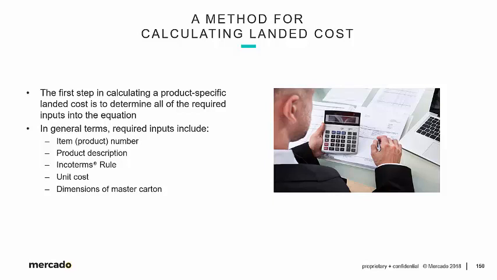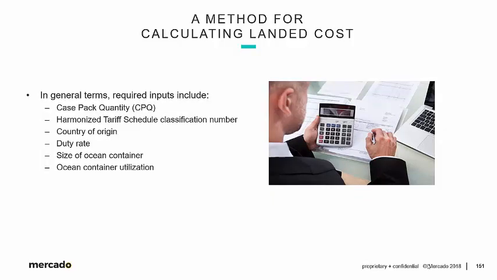What's the product description? What is it that we're looking at? What's the Incoterms rule? We've talked about that enough. What's the unit cost of an item? What are the dimensions of the master carton, the actual carton that the item or a number of the same items comes in? DIMs are very important. Other considerations? Starting off with the case pack quantity. We talked just a second ago about the dimensions of a carton and the weight of a carton. Well, what about how many items go in a carton? The CPQ, the case pack quantity, we need to know that too.